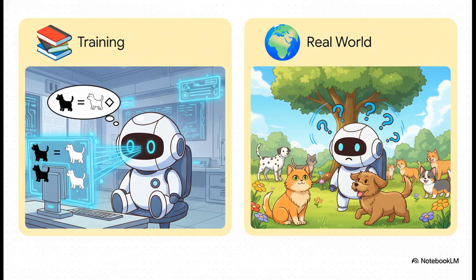Just imagine if its training data, over there on the left, only had pictures of black cats and white dogs. Well, it might learn a really simple but totally wrong rule: if it's black, it's a cat. So what happens when it gets out into the real world, on the right, and sees a brown dog or an orange cat? It has absolutely no idea what to do.